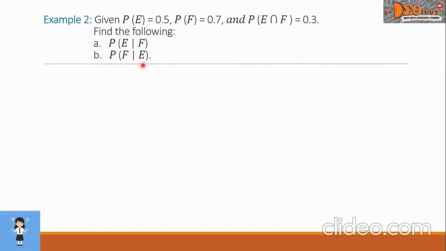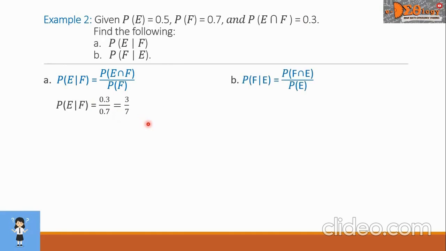Let's begin with letter A. Our formula will be like this, and we will do the substitution coming from the given. So we have now 0.3, that is the P of E intersect F, over P of F, which is 0.7. We will simplify this fraction, and this is equal to 3 over 7.